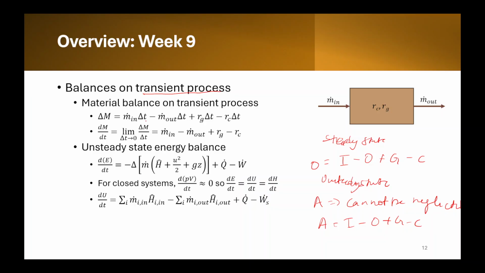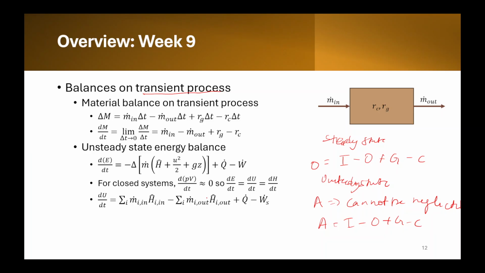whatever mass is coming in that duration of time minus whatever mass is going out in that duration of time, plus whatever rate of generation of that product is there in that duration of time minus whatever is being consumed in that duration of time. So the change in mass is given by this relation. And then you get dm by dt. Basically, your mass is changing with respect to time in transient processes. It gives you m dot in minus m dot out plus rg minus rc.